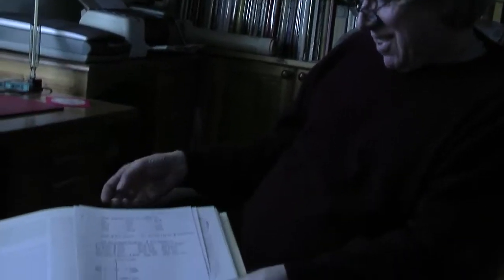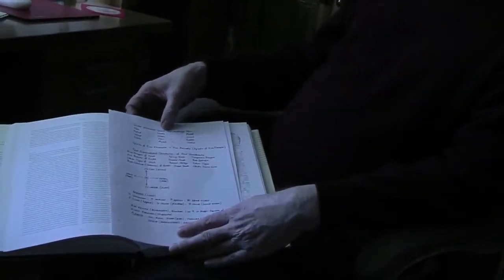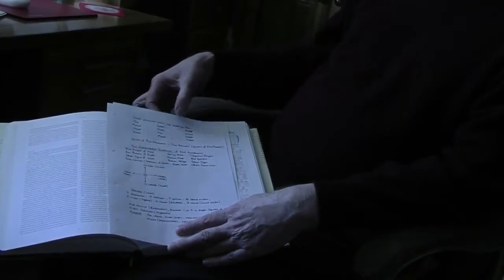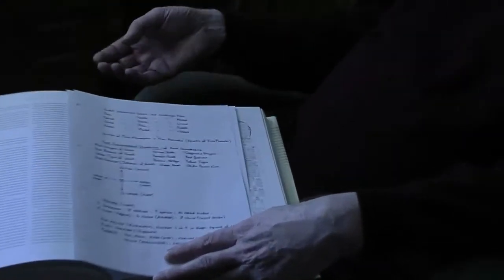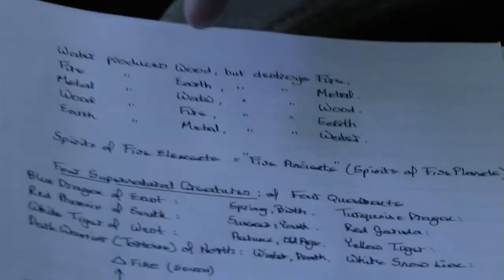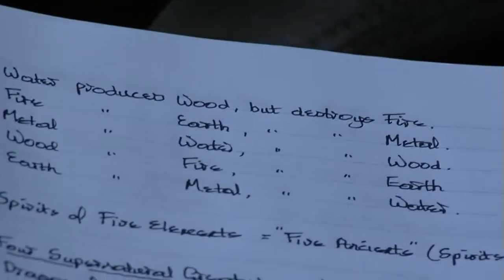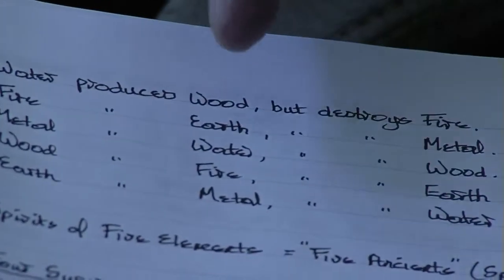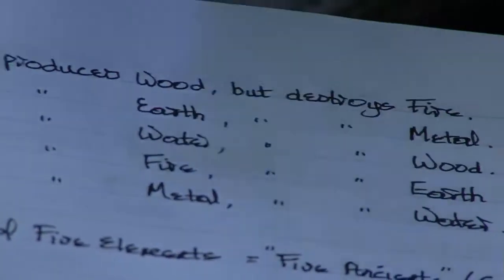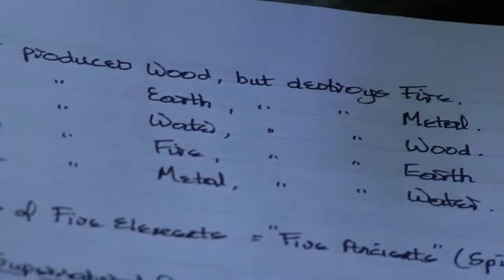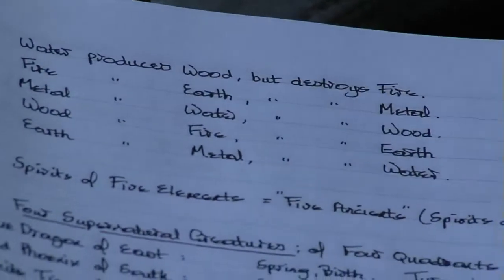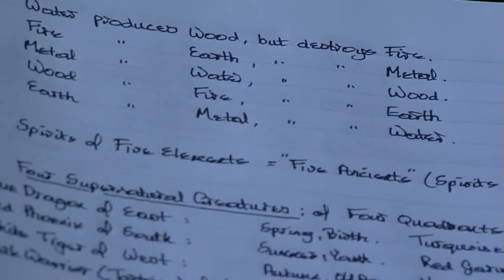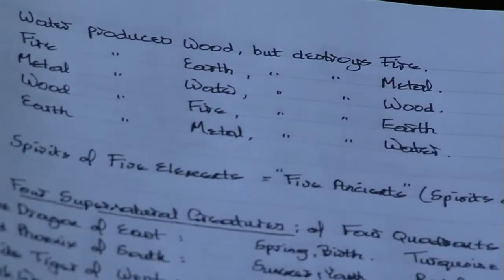Water produces wood. Water makes trees grow. But water destroys fire. You put water on fire, it goes out. Fire produces earth. If you burn things, you have stuff left over, which becomes earth. But fire destroys metal. Fire melts metal. Metal produces water. If you have metal out in the morning, dew will condense on it. But metal destroys wood, like an axe.